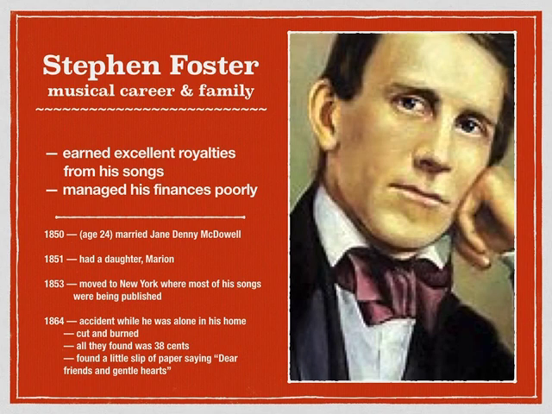He earned a lot of excellent royalties from his songs. Royalties meaning money that he received for each of the songs. And he received a lot of good pay for that. But he didn't manage his finances very well. And we'll hear more about the effects on that later. When he was 24 years old, in 1850, he married Jane Denny McDowell. The following year, in 1851, they had a daughter, Marion, whom they both adored and loved very much.